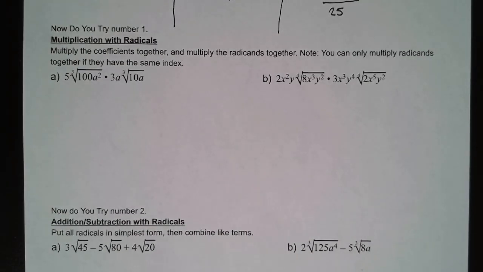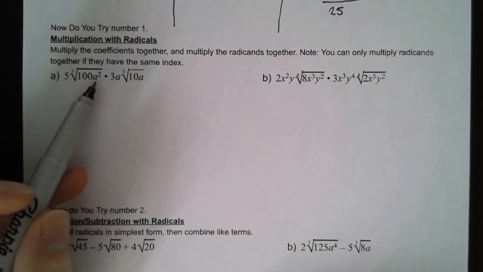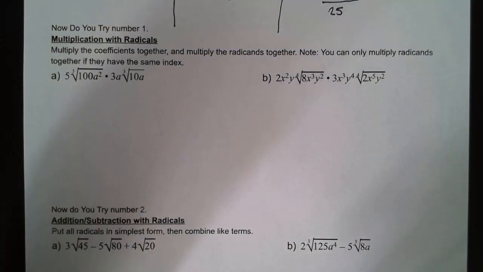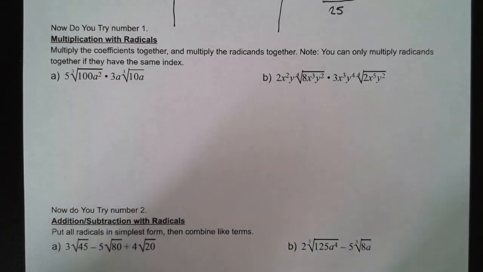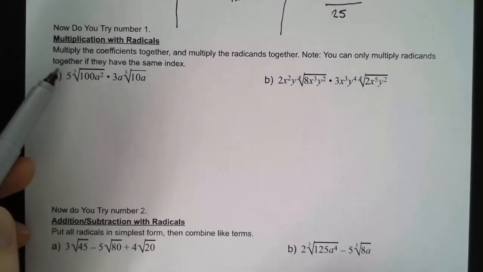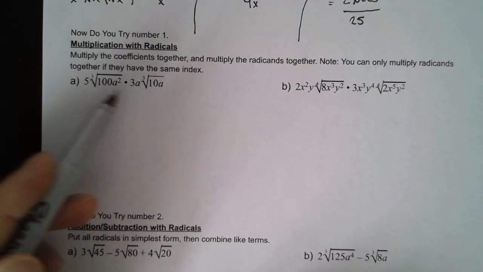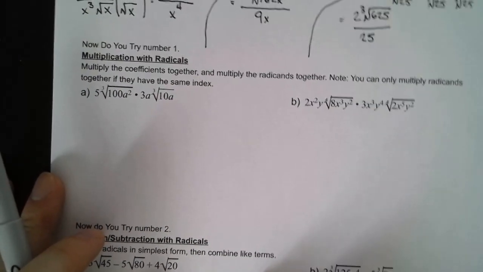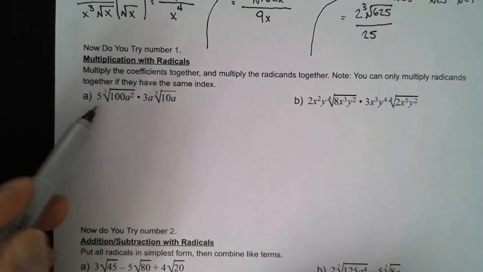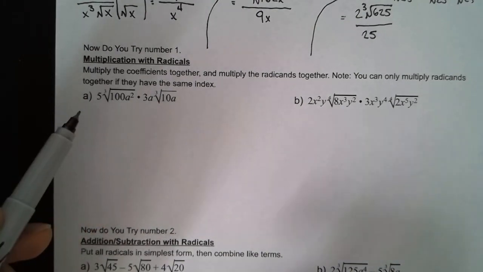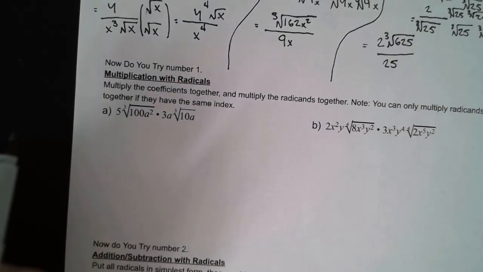Next, we touched on this a little bit in those examples, but we're going to talk more in depth on multiplication with radicals. It says multiply the coefficients together and multiply the radicands together. The radicands are what is underneath the radical, and you can only multiply radicands together if they have the same index. So for this first example, we have an index of 3 and an index of 3, so we can multiply these radicands together. So I'm going to go ahead and do this first step where I'm multiplying the coefficients together and multiplying the radicands together, and then we'll have some simplification to do after that, okay?